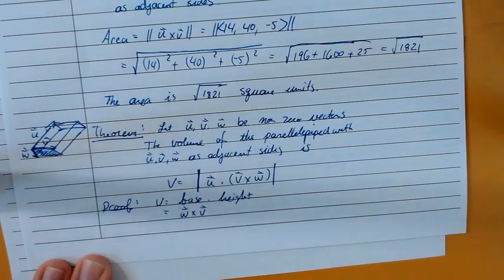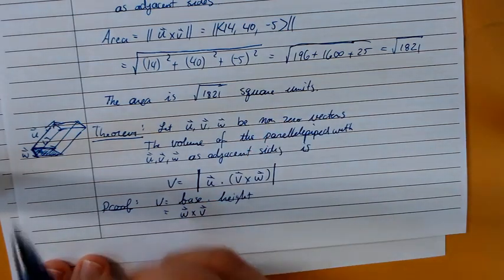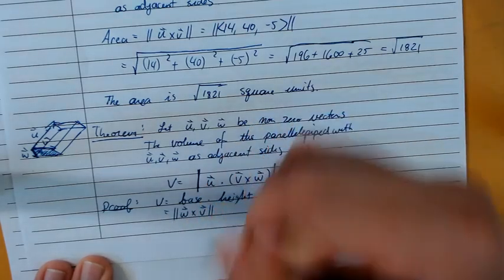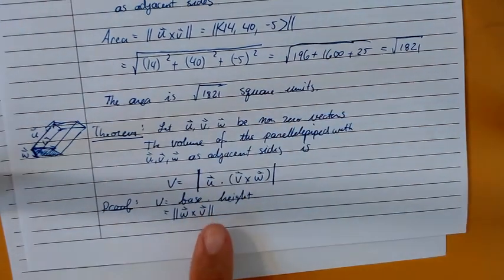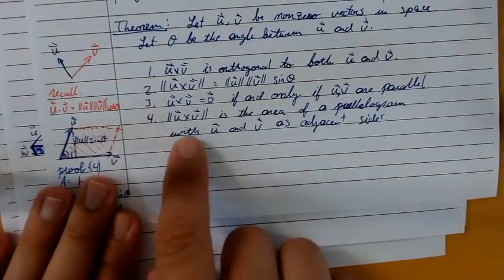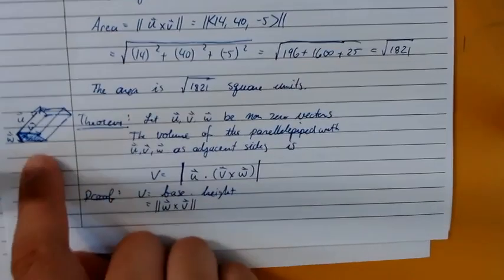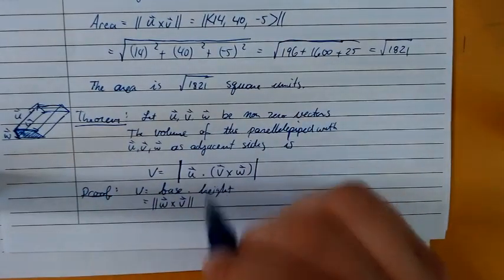Oh, but the cross product would give me a vector. I want the area. Okay, then I need the magnitude. That's from our previous theorem. If we take the magnitude of the cross product, that's the area of the parallelogram, which is what this is. It's a parallelogram. Okay, so now we got to find the height.